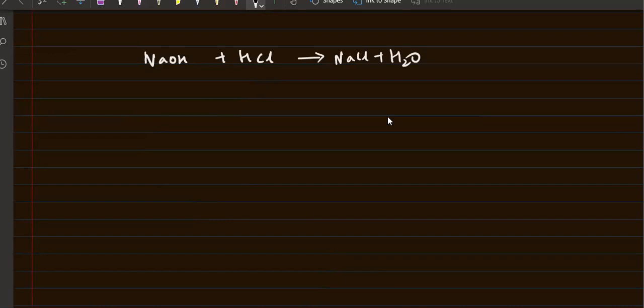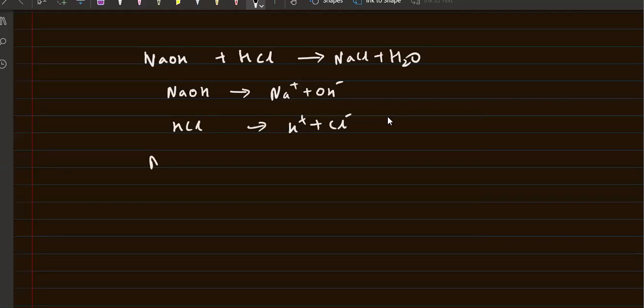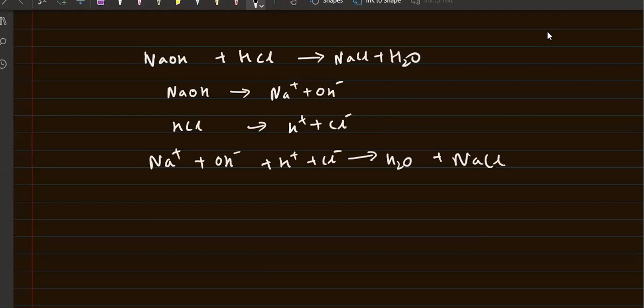Okay, but I can break this down in this reaction. NaOH gives Na plus plus OH minus, and HCl gives H plus plus Cl minus. And if you add these two, you're actually adding this. Yes or no? Tell me.